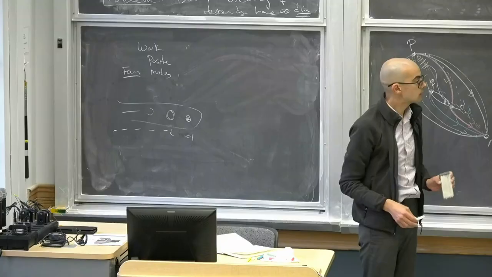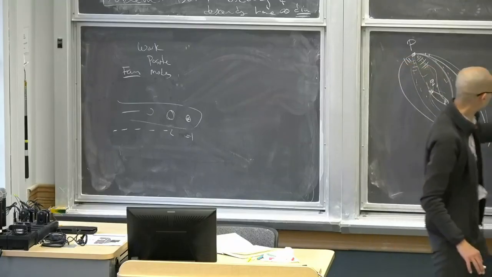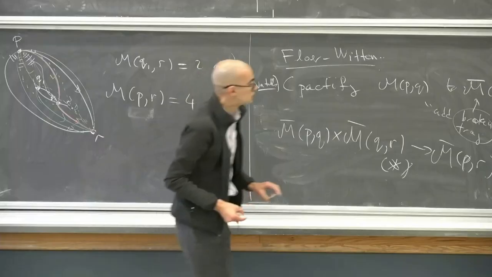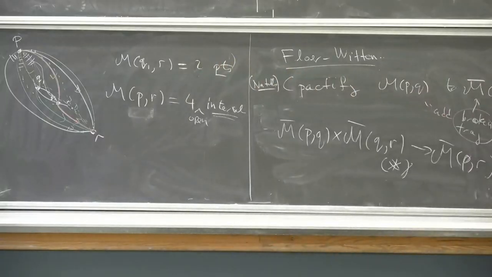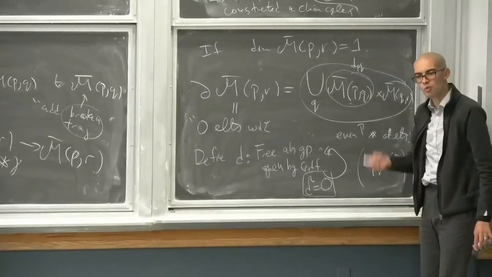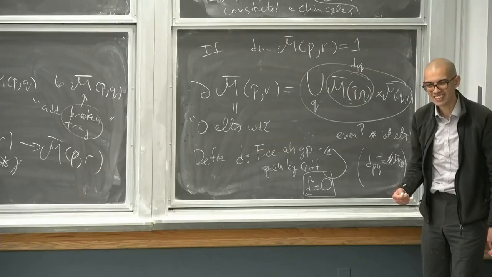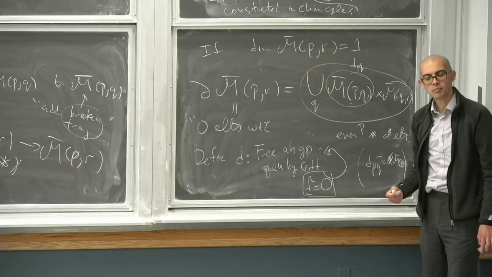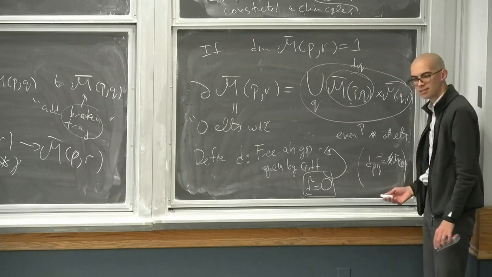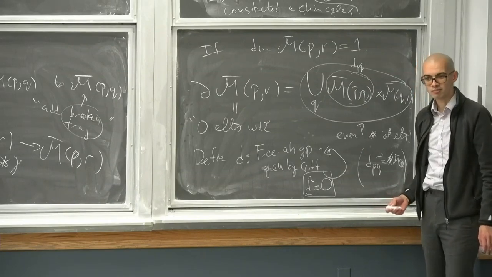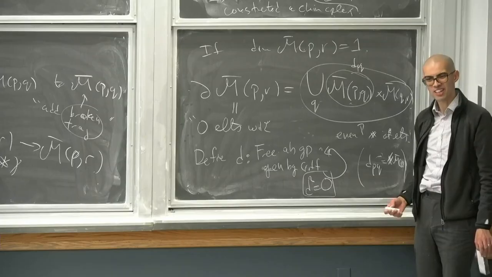So it's always true that the compactification has the same number of connected components as before. This is the interior moduli space. So d_PQ is the number of elements of M bar PQ when that number is finite. Okay, so this is a matrix. But what about these one-dimensional ones, like P and R? You put 0 there for now.